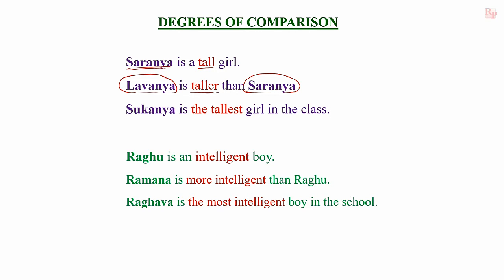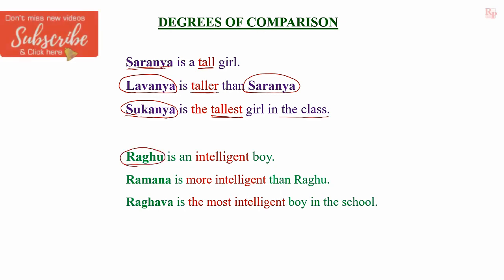And here we are talking about the entire class, and Sukanya is the tallest one. That's why we are using "tallest." In the same way, Raghu is an intelligent boy. Here we are talking about only Raghu. That's why we simply use the positive form of the adjective.